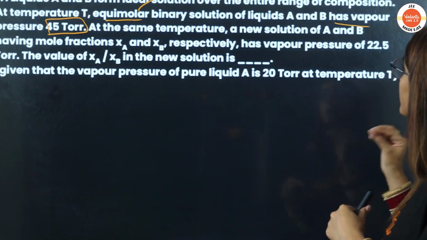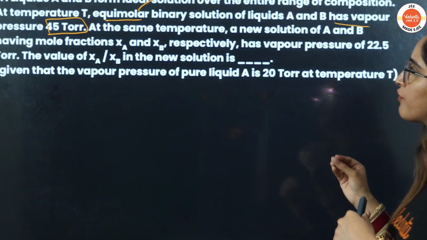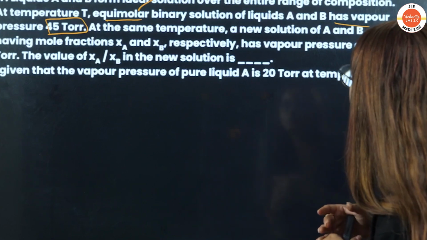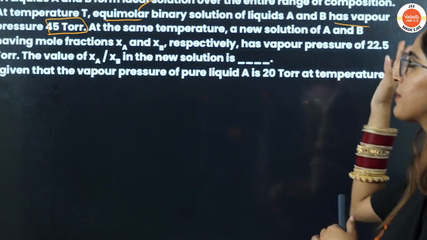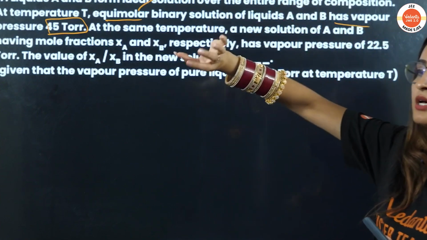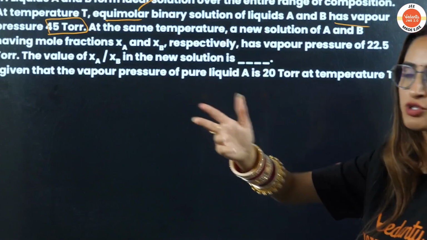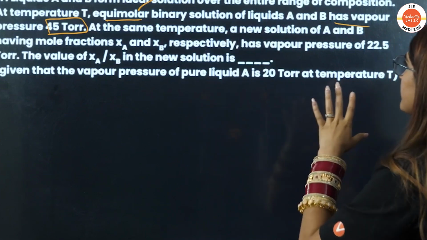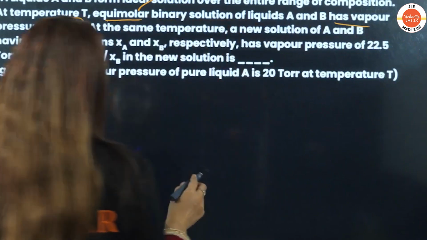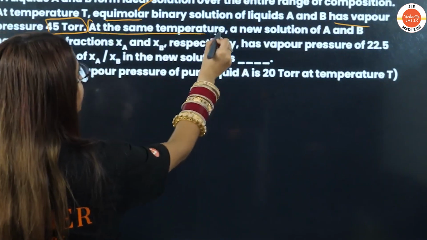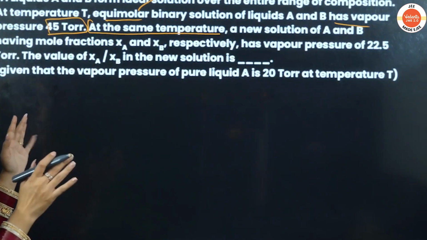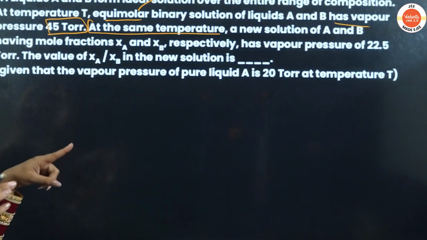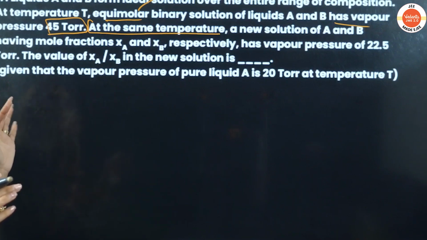At the same temperature, a new solution of A and B having mole fractions given respectively has a vapor pressure of this value. They are saying that 45 is the total pressure of the original solution. Now at the same temperature, a new solution has these mole fractions respectively, having this vapor pressure.